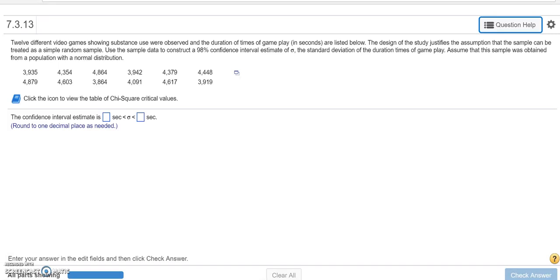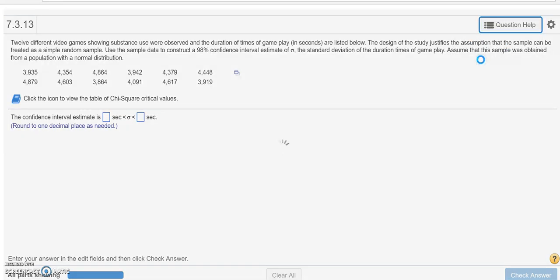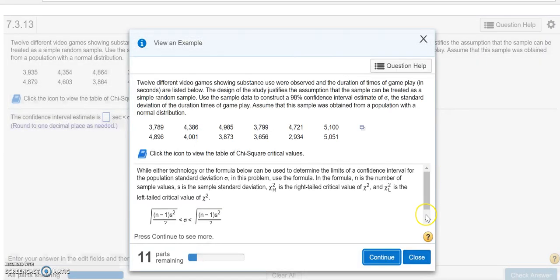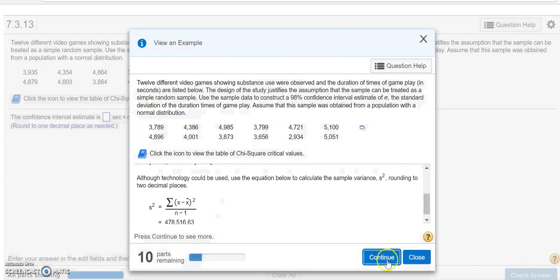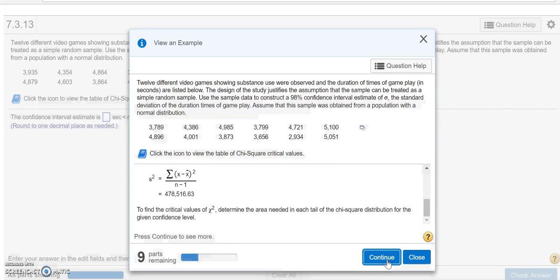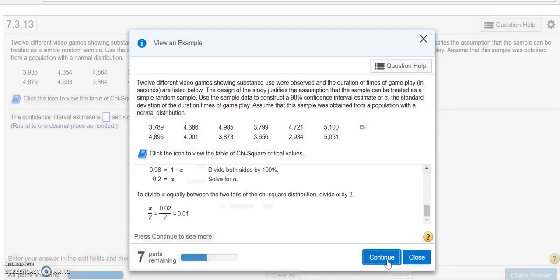Hi there. So finding a confidence interval for a population variance or standard deviation is very, very easy when using Statcrunch. If you go to the question help tab in MyMathLab and you go to view an example, these directions are good, but what they're going to do is take you through all the steps that you'd have to do to find this confidence interval totally by hand.